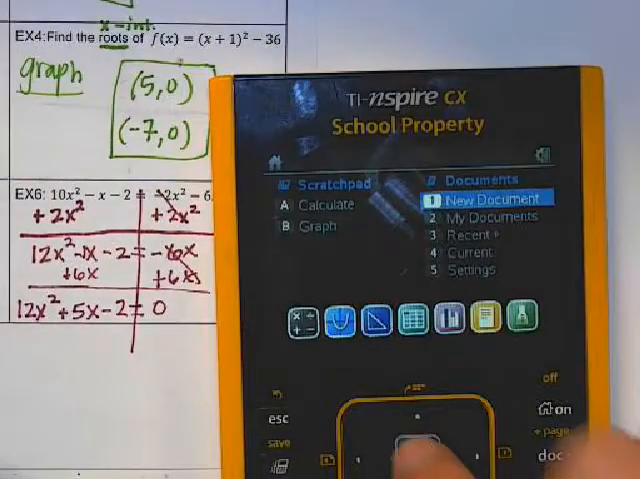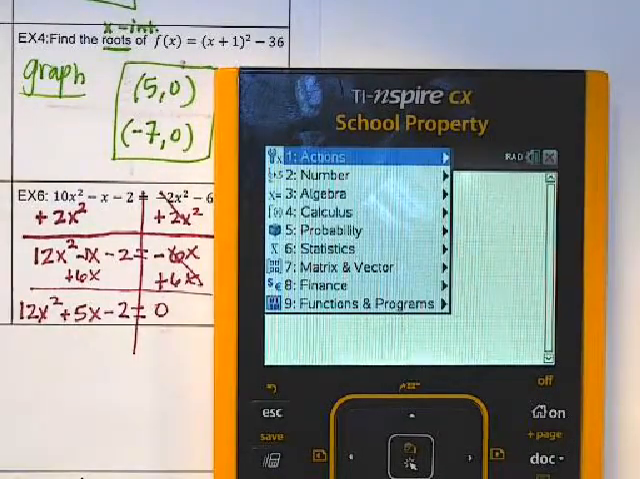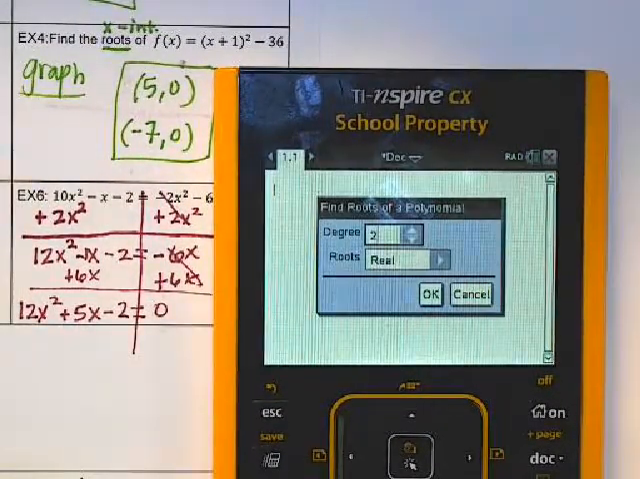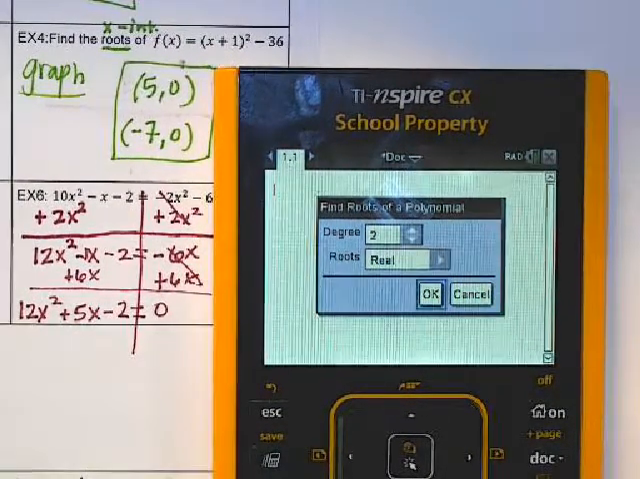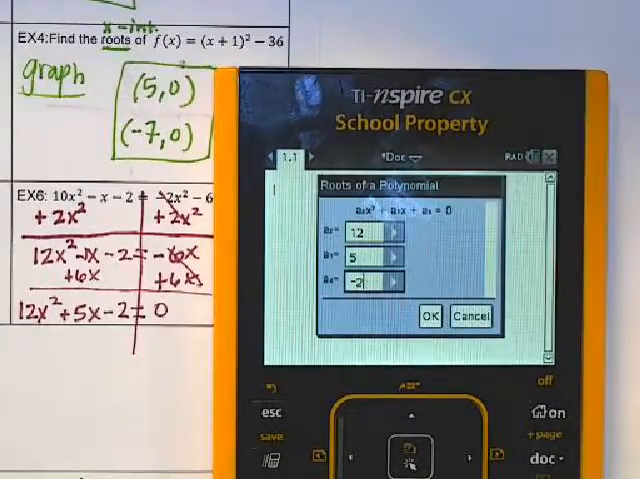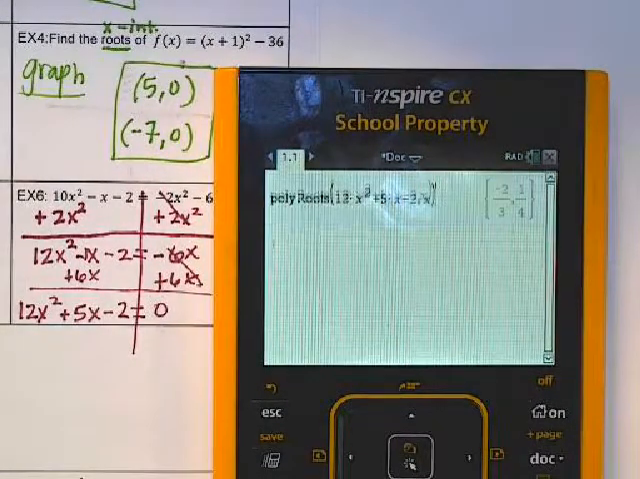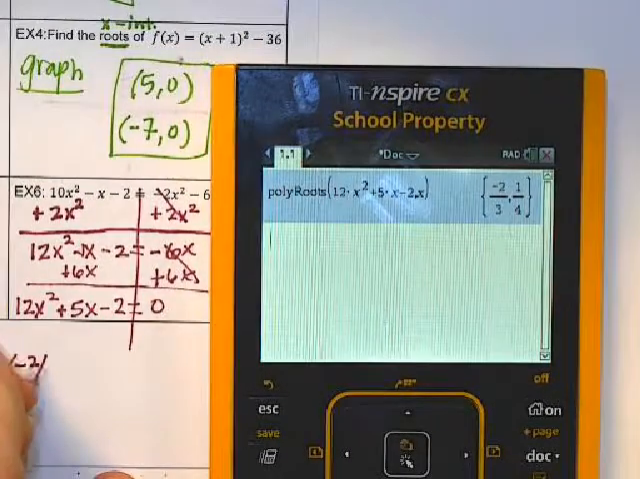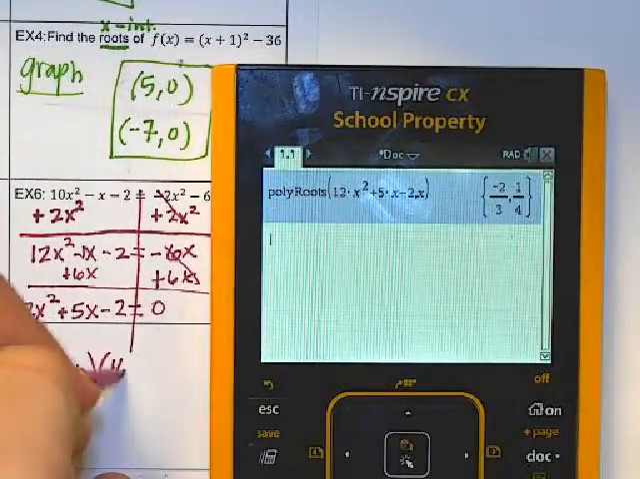We go to regular calculator mode. Menu, algebra, Poly Tools, find roots. 2 and real stay the same. 12, 5, negative 2. Enter. Make sure it looks the same as my paper. And it gives me my list of numbers. Negative 2 over 3 comma 0, and 1 over 4 comma 0.